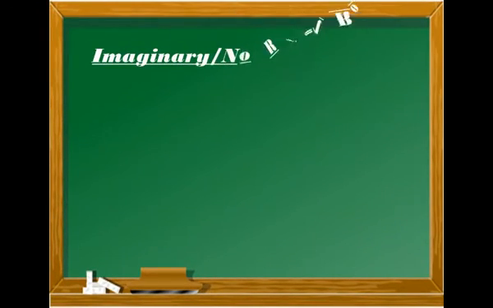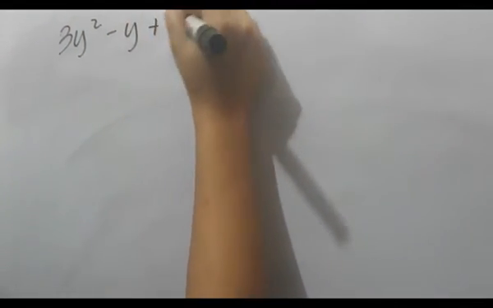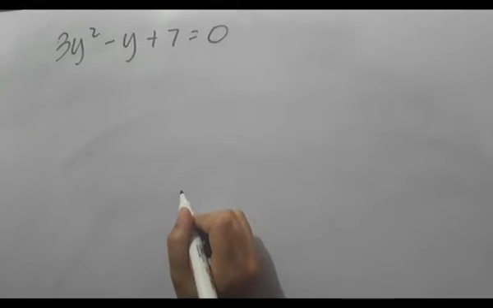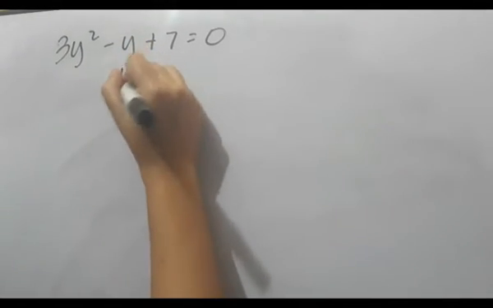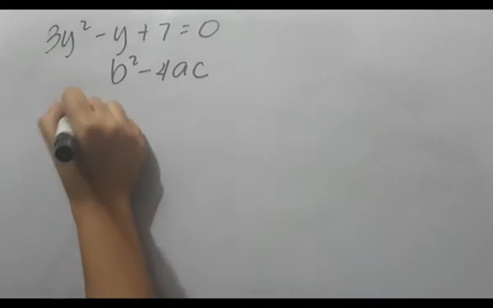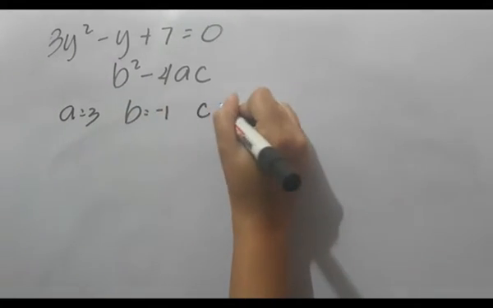Now, if the discriminant is less than 0, the equation is said to have an imaginary root or has no real roots. For example, given the equation 3y squared minus y plus 7 equals 0. To determine the nature of the roots of this given equation, we must use the discriminant formula b squared minus 4ac. Now our value of a here is 3, b is equal to negative 1, and c is equal to 7.